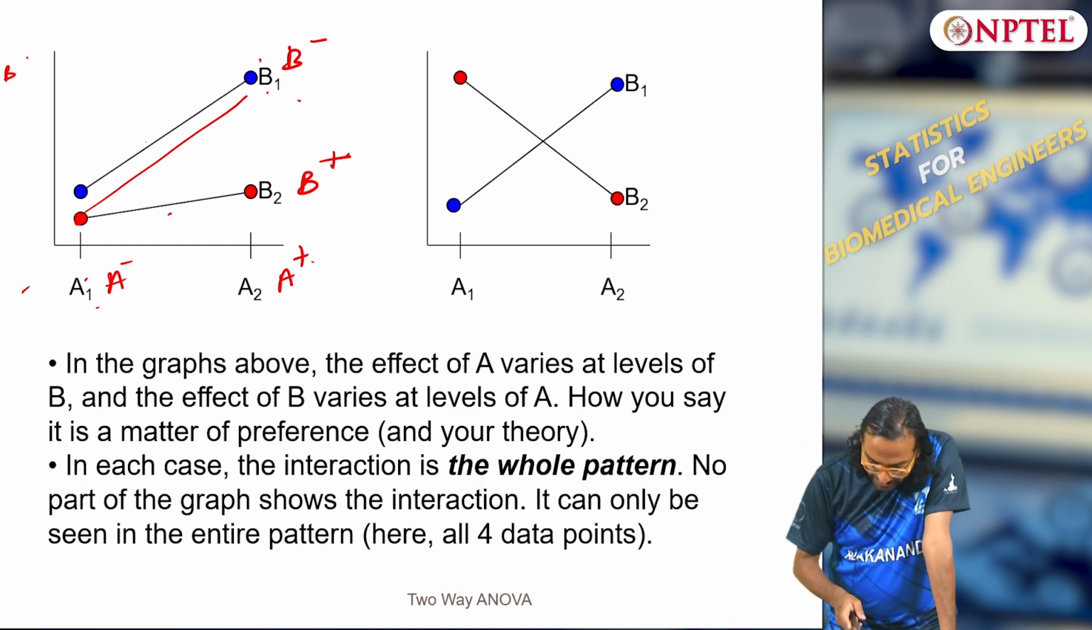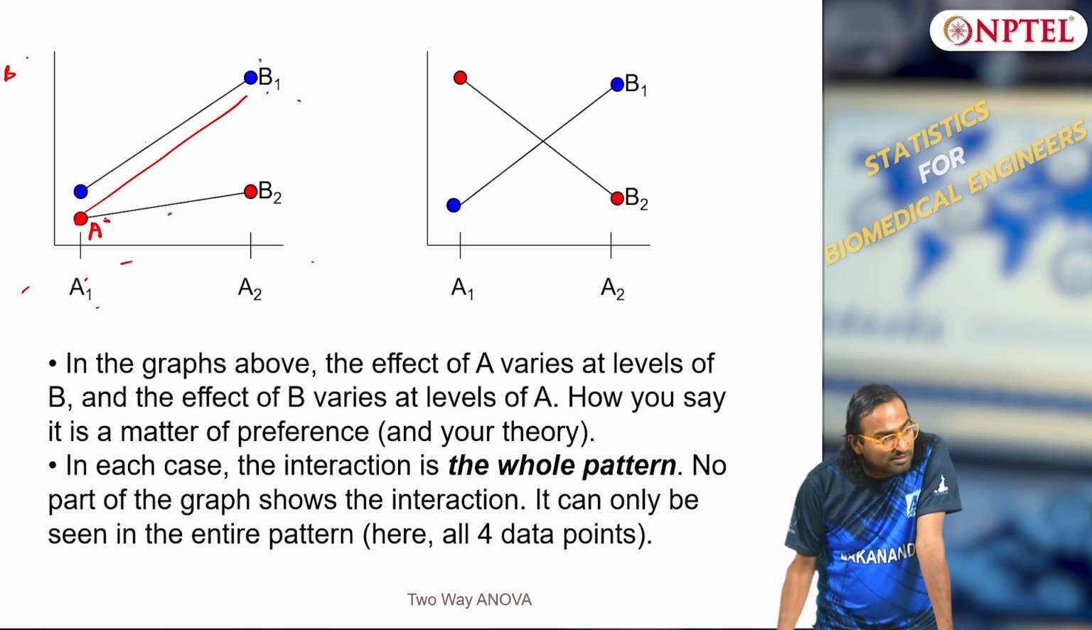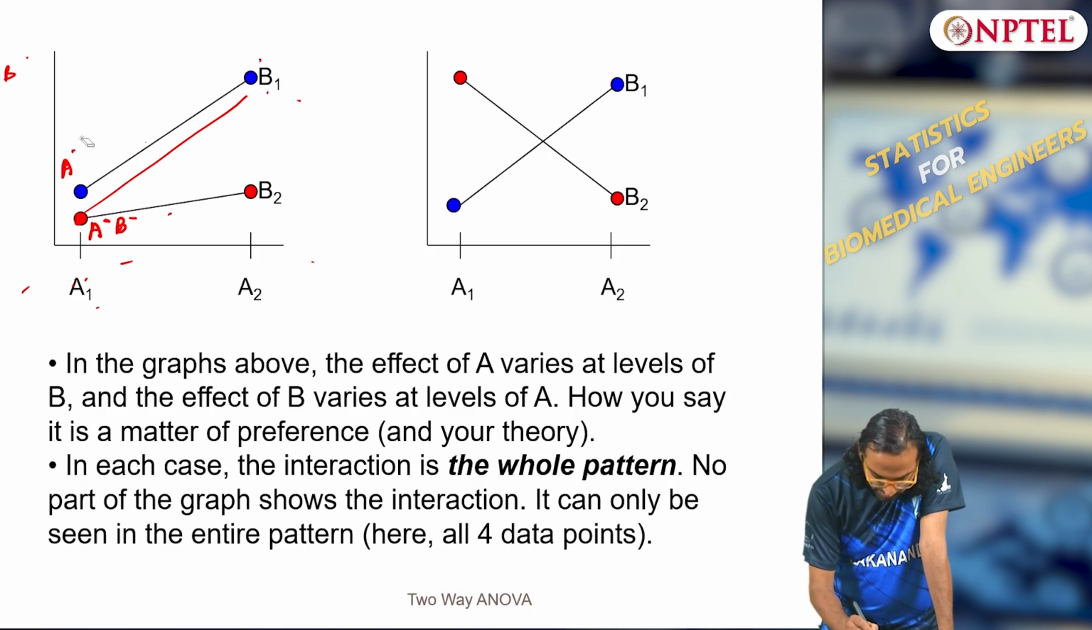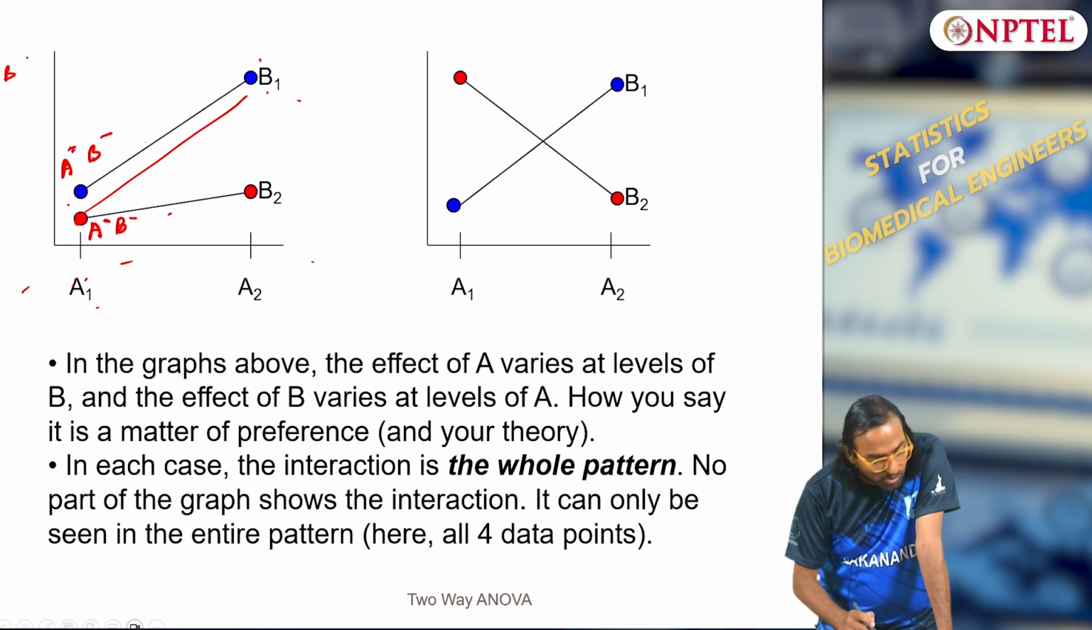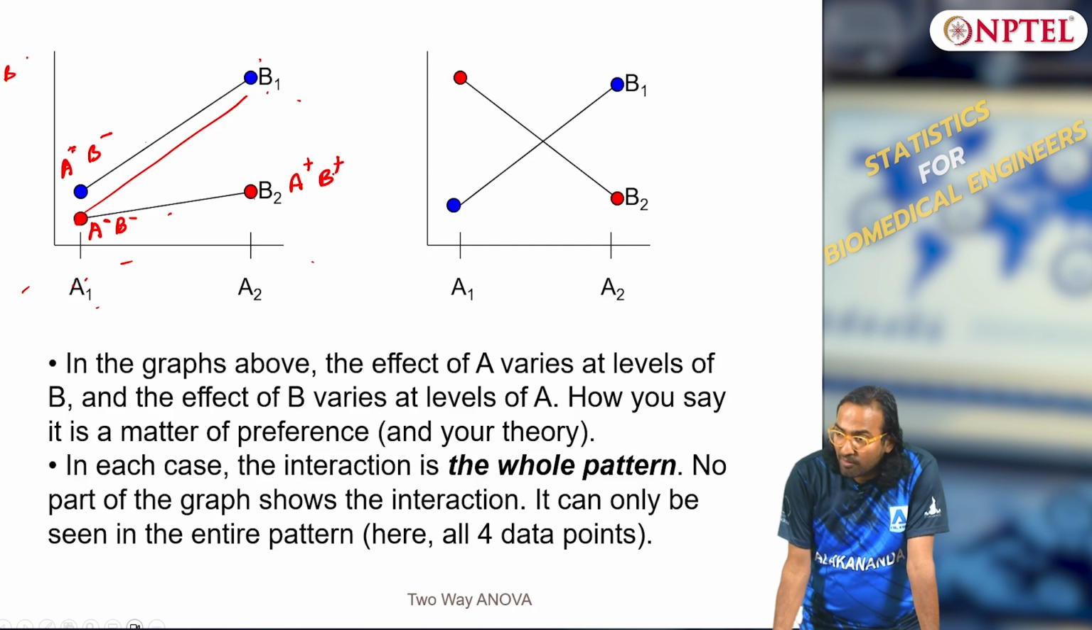In this graph, how many data points do you have? What is this data point? This data point is A negative, B negative. This is also A negative, B negative. This is the lower one, and what is this point? A positive, B positive.